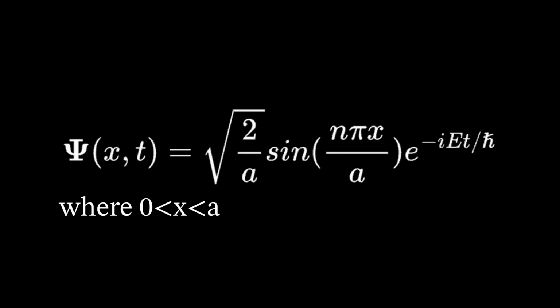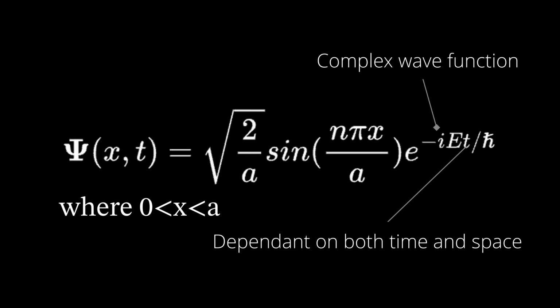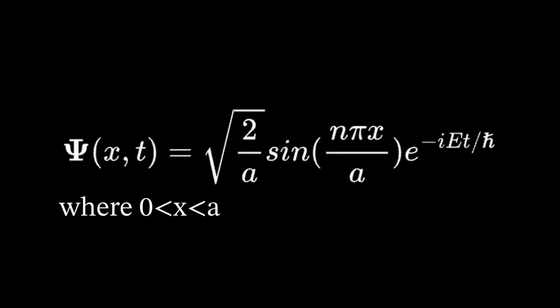Let's consider this wave function, which is confined between 0 and a on the x-axis. We notice that it's a complex wave function because of the i present in the exponent. Additionally, it's also dependent on both time and space. But what about this factor of root over 2 divided by a over here?